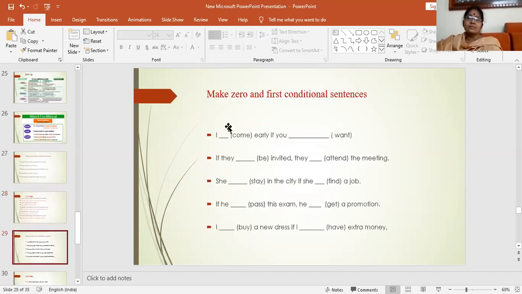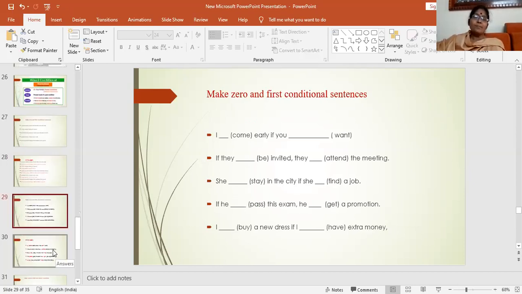Now let us look at this. Again he has given some words in the blanks. With the help of that, he's asking us to make zero and first conditional sentences. I dash early if you dash want. If they dash invited, they dash the meeting. She dash in the city if she dash a job. If he dash this exam, he dash a promotion. I dash a new dress if I dash extra money. So how are we going to frame? With the help of these words in the brackets, we should make the answers.